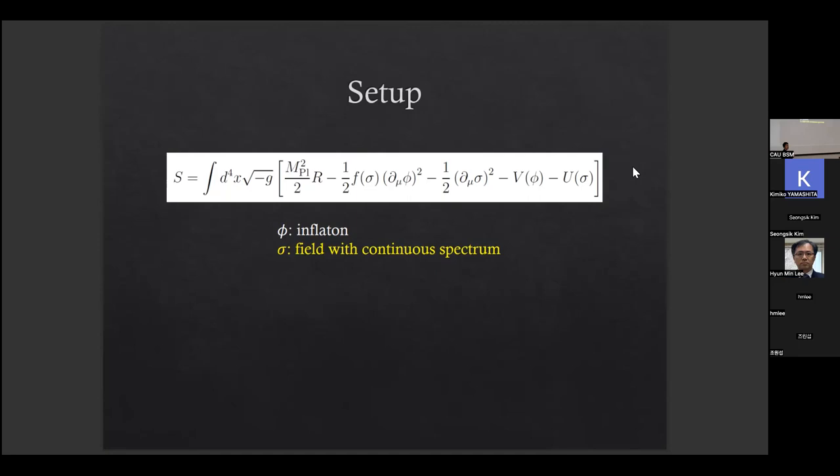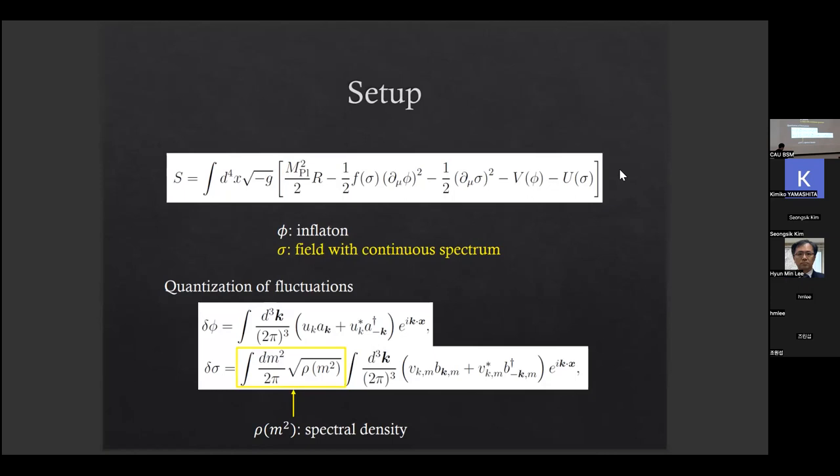As usual, we solve the background equation and consider the fluctuation around the background. The inflaton is quantized by the usual mode function, where U is the solution of the mode function of the massless equation of motion. And here sigma is our particle with a continuous spectrum, where B is the mode solution for the massive scalar. But I want to consider a continuous case, so I implemented the continuousness by inserting this kind of spectral density. Here rho of M squared roughly describes how the continuous spectrum is distributed as a function of mass.